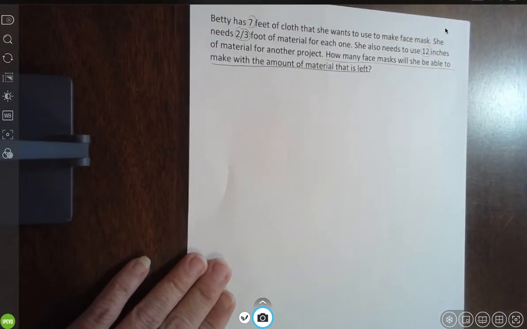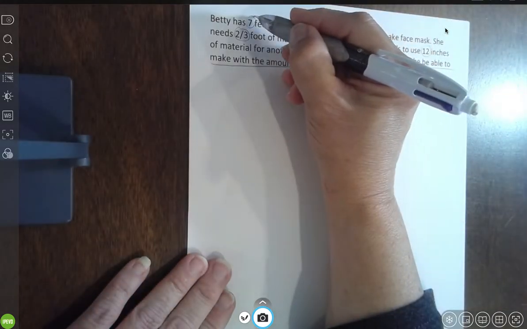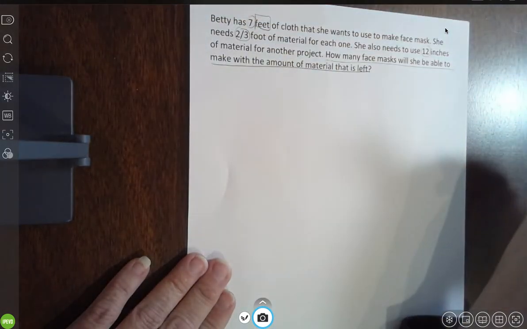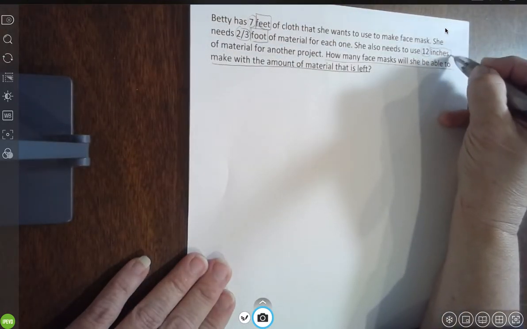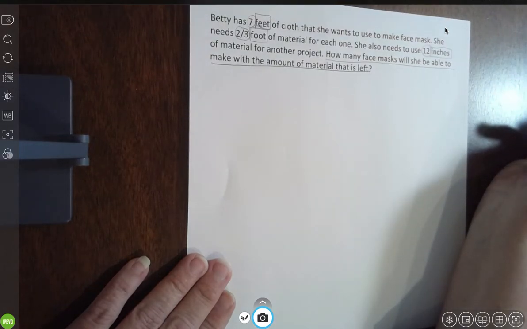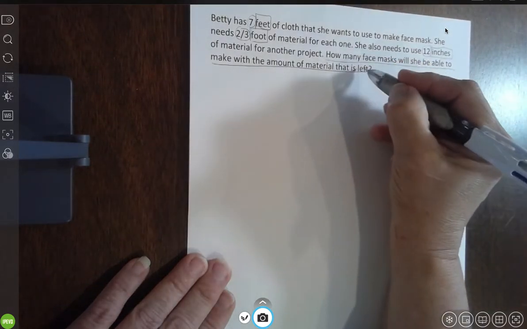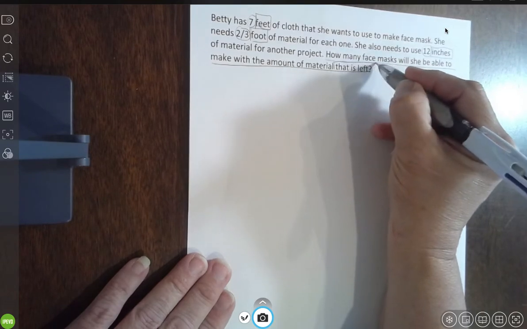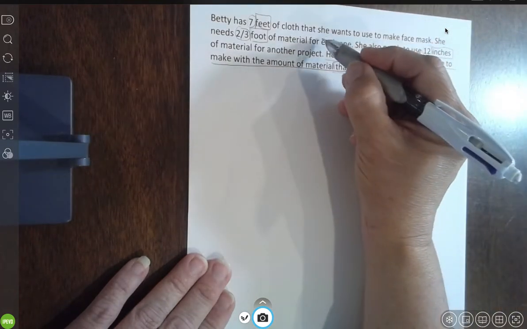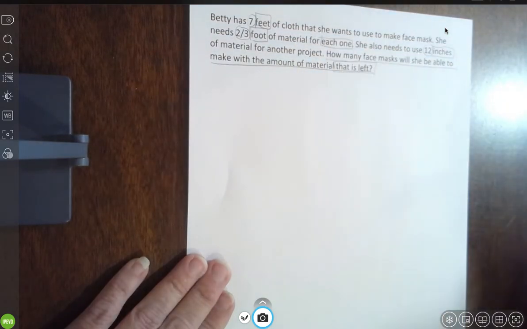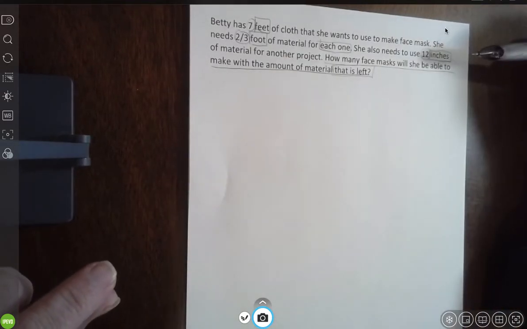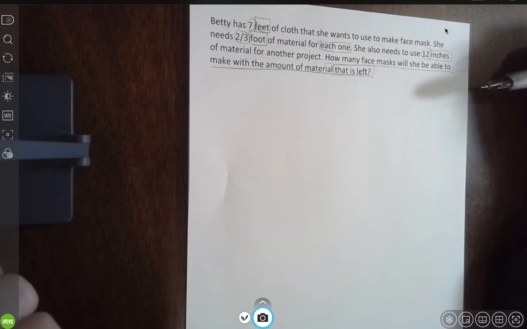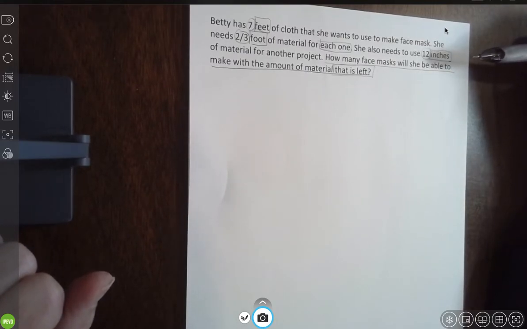Third, I'm going to box in my key words. I've got feet, I've got foot, and I have inches, pretty important. And let's see, that is left, in each one. I know I'm boxing a bunch of stuff, but I think it's important. And then I'm going to evaluate. First thing I know I've got to do is convert everything to inches. Okay, that's the first thing I'm thinking.